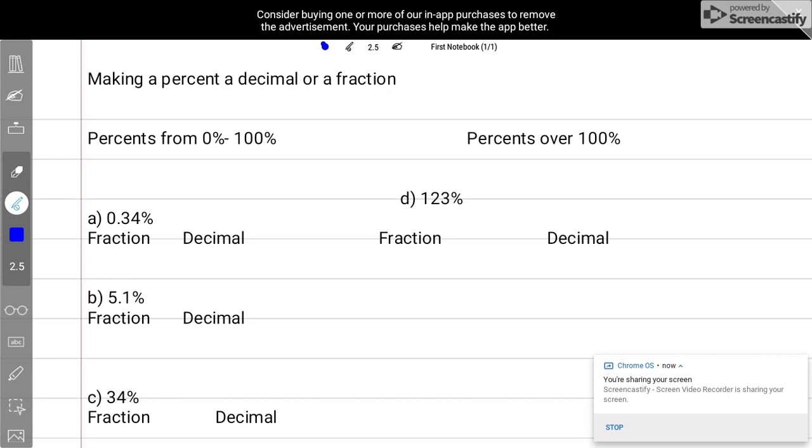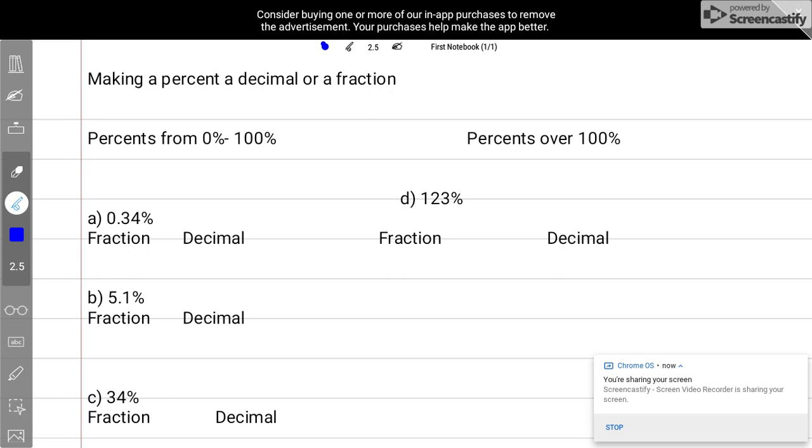So there are two types of percents I do want to take a look at. The first are percents that are 0 to 100%, and the percents that are over 100. You can have percents that are over 100 if you're showing growth. So let's say you own a store and you sold 300% more than you did last month of a certain item. That means you sold as much as you had in stock plus twice more than that. So it means you sold a lot of product.